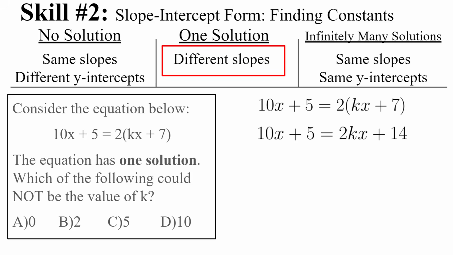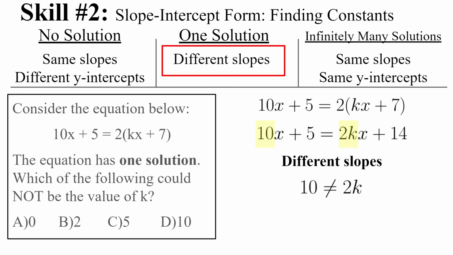So we are going to circle the slopes. 10, and this is really important, guys. It's not 2. The slope is whatever's in front of x. So it's 2k. So different means not equal. So we're going to write 10 is not equal to 2k.